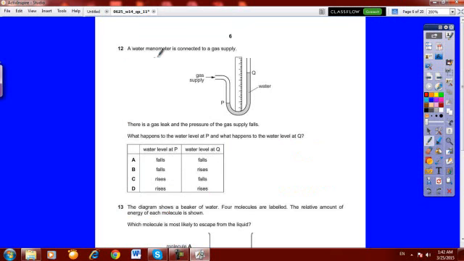Number 12. A water manometer is connected to a gas supply. There is a gas leak and the pressure of the gas supply falls. What happens to the water level at P and what happens to the water level at Q? When the gas leaks and the gas pressure falls, the pressure here will decrease, which means that the water here will rise upwards, and of course at Q it will fall down. Water level at P rises, Q falls, so the answer is C.